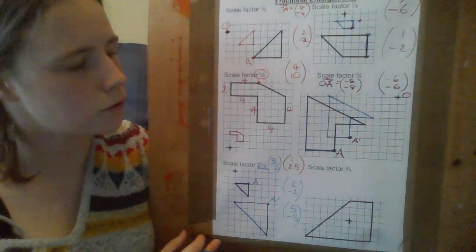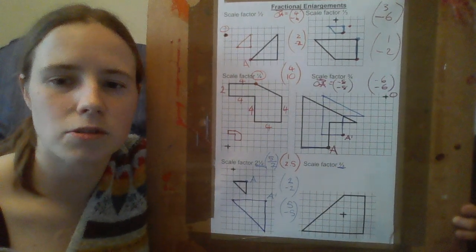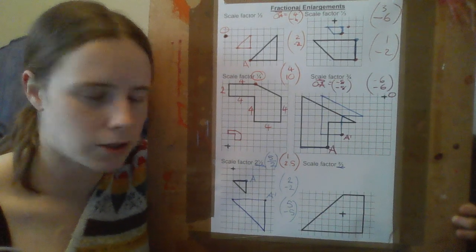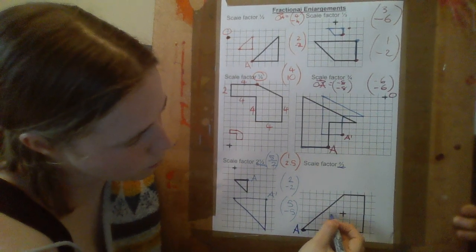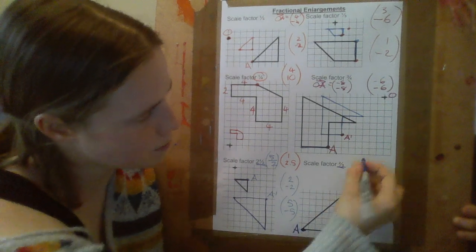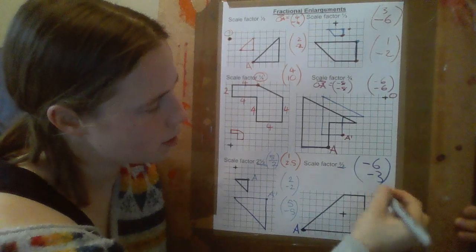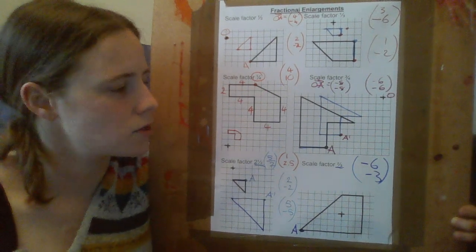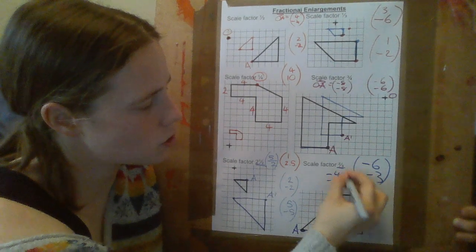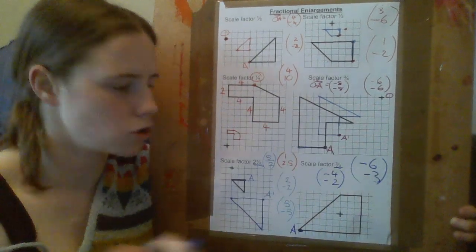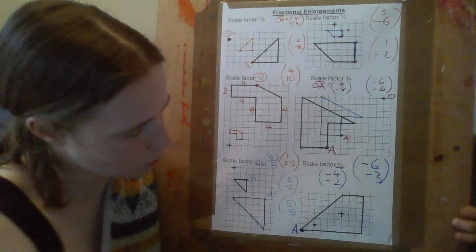Okay, and then for the next one, scale factor of 2/3. So for 2/3, we can divide by 3 and times by 2. I'm going to work out where this corner has to go. So this one is 1, 2, 3, 4, 5, 6 back, and then 3 down. So I need to do 2/3 of that, divide by 3 and then times by 2. So that's going to be -4, -2. So 4 back and 2 down. 1, 2, 3, 4, 1, 2. So that's that corner there.